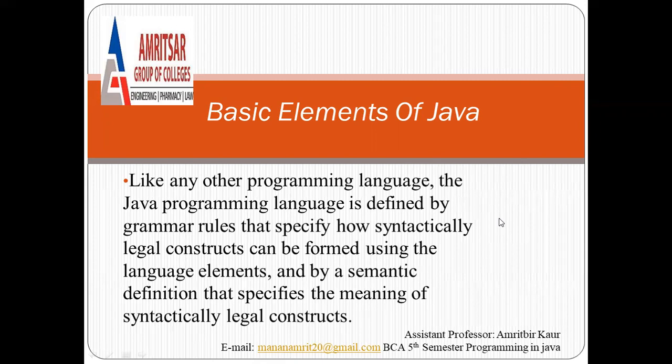Semantic rules basically define the meaning of statements. For example, we are writing C equals A plus B. So here semantic rules define the meaning of this statement: add the variables A and B and store the result in C. So there are a number of elements in a Java program that we use while developing our Java program.